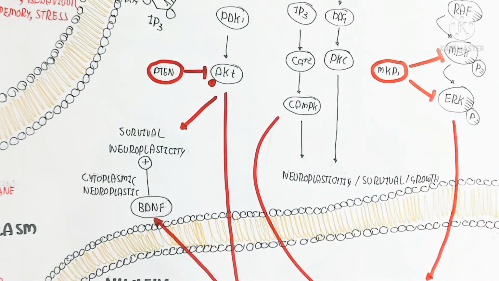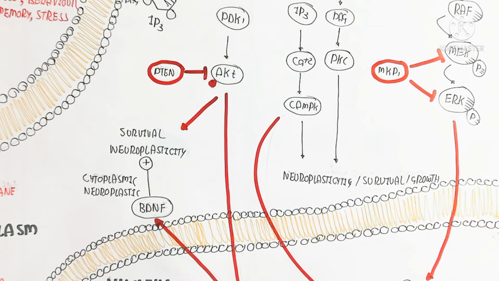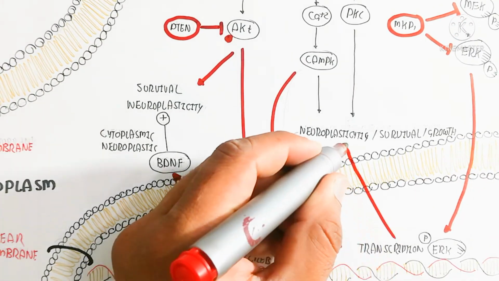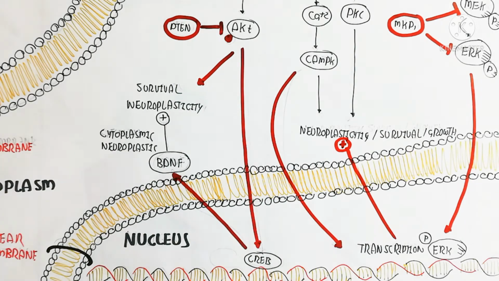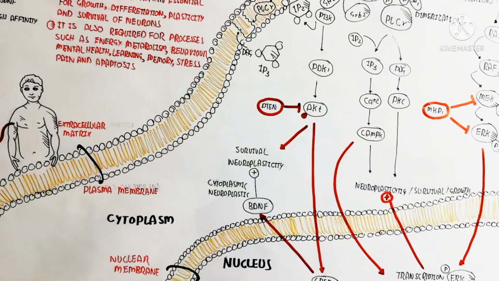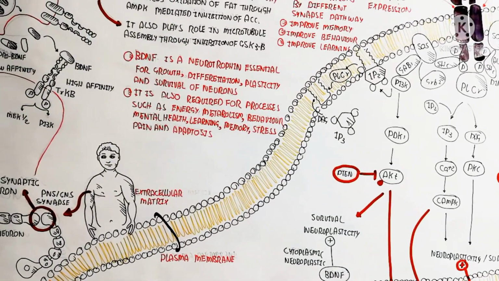But in this case, just remember how it produces. It will become a transcription factor, ERK, and bind with the transcription site of the specific gene to produce messenger RNA. This messenger RNA will produce the protein which is responsible for neuroplasticity, growth, and survival of the cell.